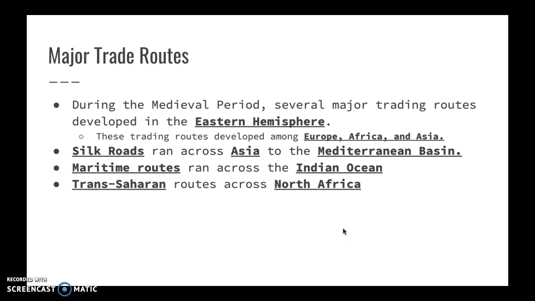During the medieval period, there are several major trading routes that develop in the Eastern Hemisphere, which is essentially Europe, Africa, and Asia. There's three main trade routes that you need to know about: the Silk Road, which runs from Asia to the Mediterranean Sea; the maritime routes that run across the ocean from India through the Middle East area and down into South Africa; and the Trans-Saharan trade route that runs across North Africa into Timbuktu from the Egypt area.